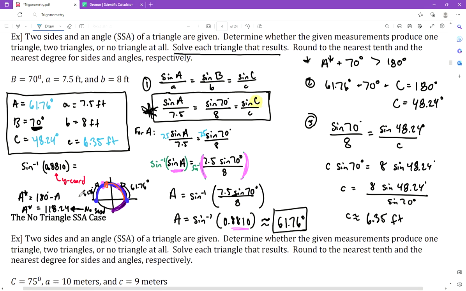If you are finding an angle, make sure to look at the supplement and see if the second angle makes sense for another triangle. So on this one, it did not make sense because it was bigger than 180 when added to the original angle that was given.